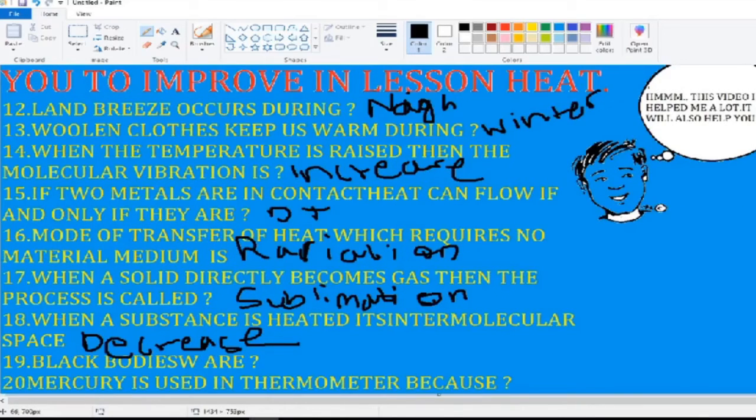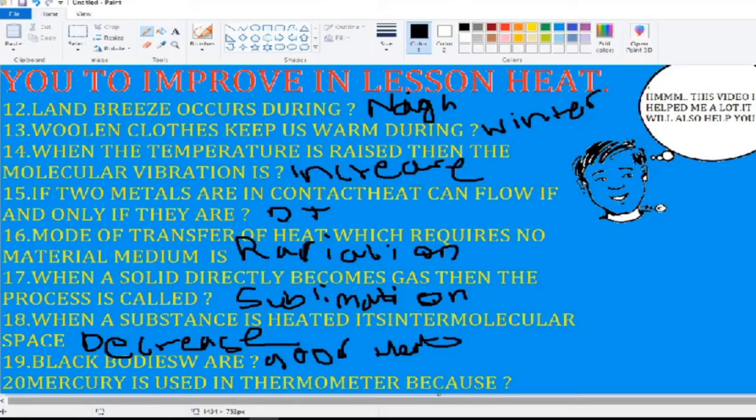Question 19. Black bodies are. They're asking what black bodies are in relation to heat. Black bodies are good absorbers of heat. So the black bodies are good absorbers of heat.